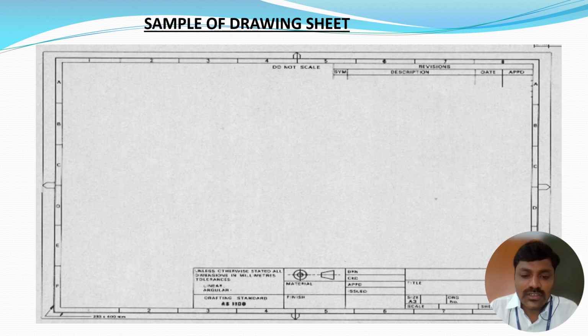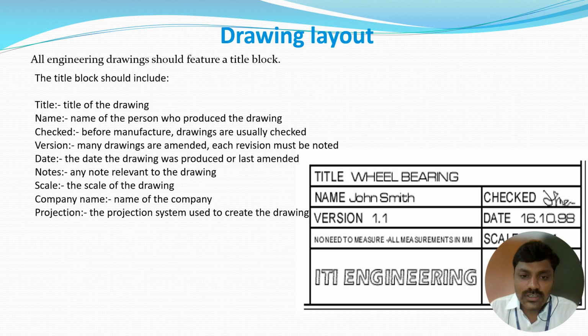Sample drawing sheet. This is the sample drawing sheet. In the title block, you have to give the view we are giving, and this is the drawing layout. For example, in the title block, what is the title of the drawing? For example, it is a connecting rod or wheel bearing or something. The title of the diagram to be drawn is to be written here. Name, what is your name, and checked by, the sign and date version.